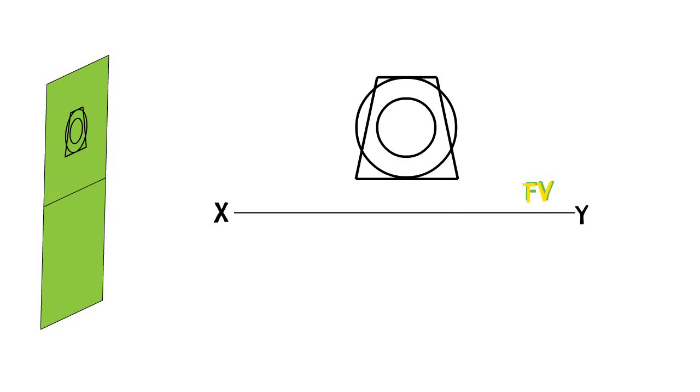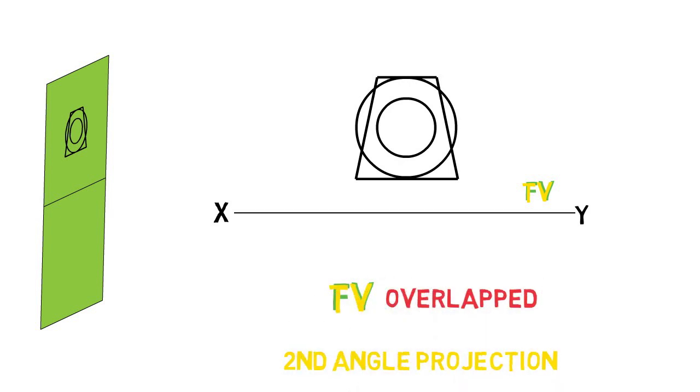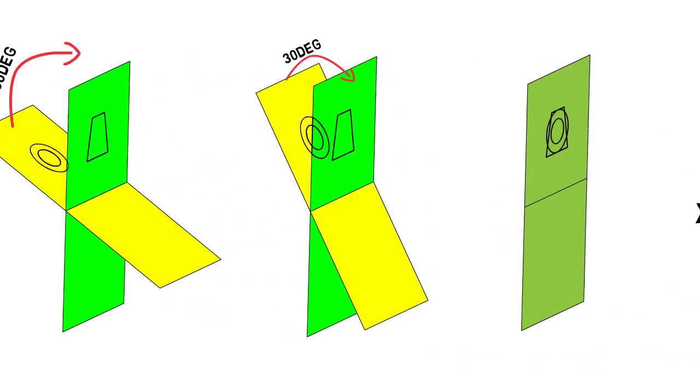Now did you get your answer? Why don't we use second angle and fourth angle of projection? Here in second angle and fourth angle of projection, both front view and top view get overlapped. Because of this overlapping, you won't be able to read the drawing.